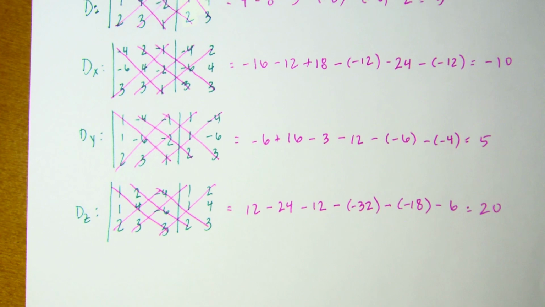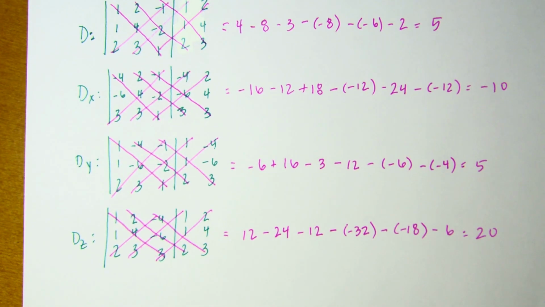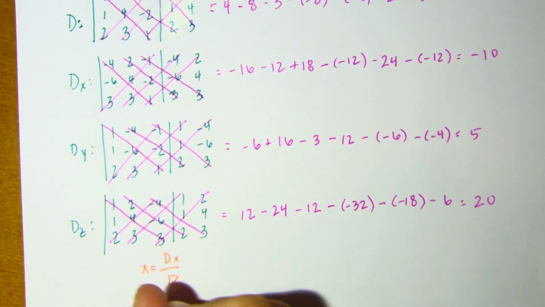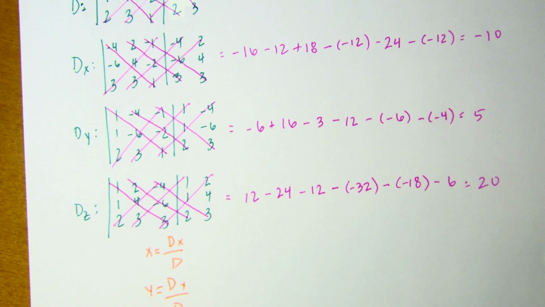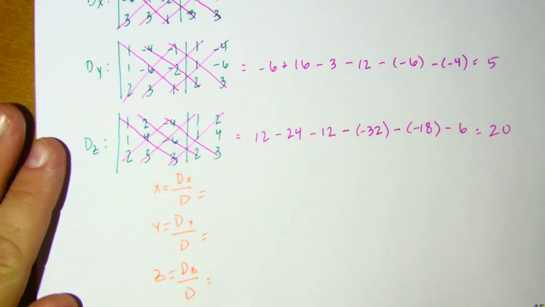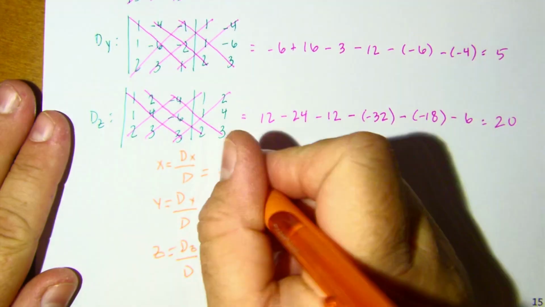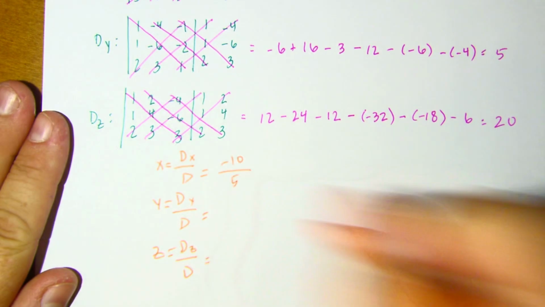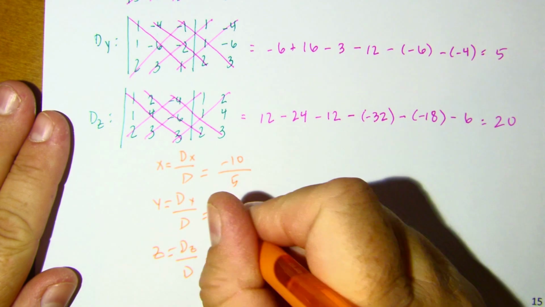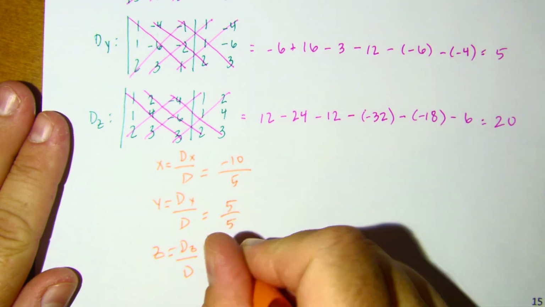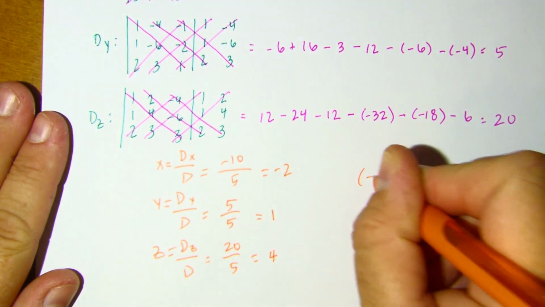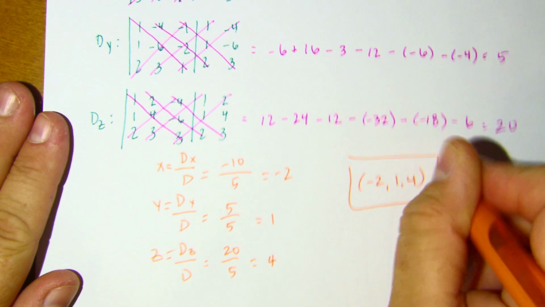And so using those numbers here, finding our x value, x is equal to dx over d, y is equal to dy over d, and z is equal to dz over d. And dx is negative 10, d is 5, dy is 5 over 5, and then 20 over 5. So 4, 1, negative 2. And that is our answer.